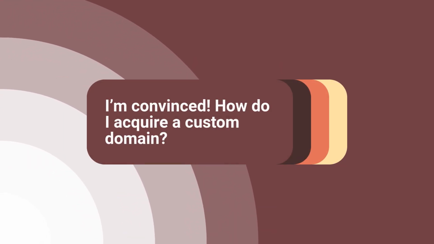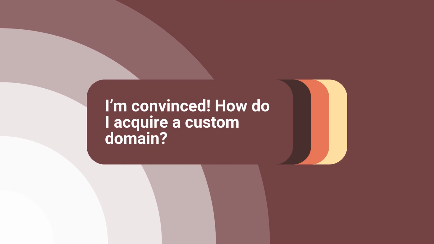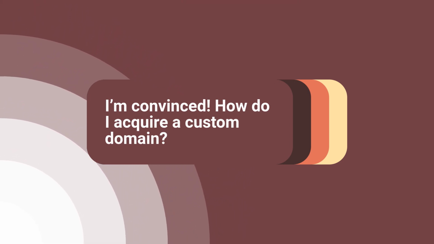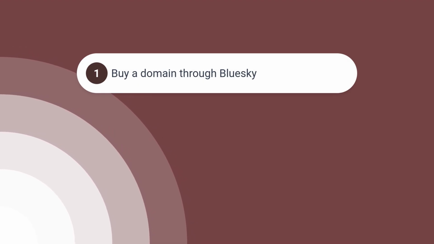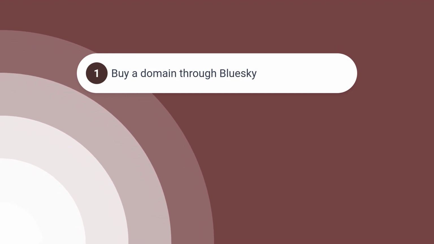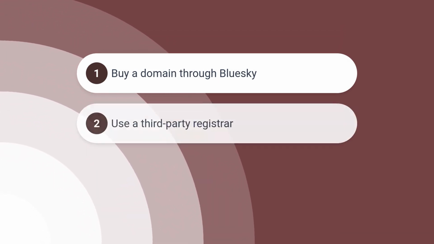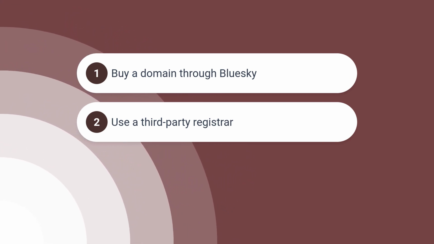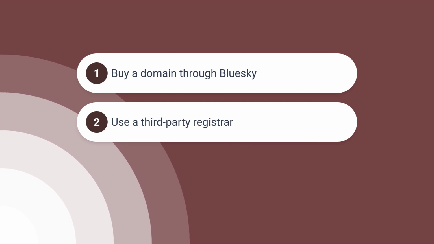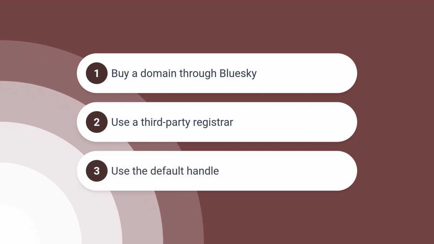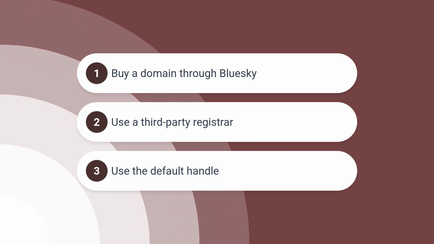I'm convinced. How do I acquire a custom domain? You have 3 options to set up your handle. Buy a domain through Bluesky, the easiest way. Purchase and manage your domain directly through Bluesky for a quick, hassle-free setup. Use a third-party registrar. Get a domain from providers like Namecheap or Google Domains. Ensure it's available, pay an annual fee, and connect it to Bluesky. Use the default handle. Stick with @yourname.bsky.social for a free, no-setup option.